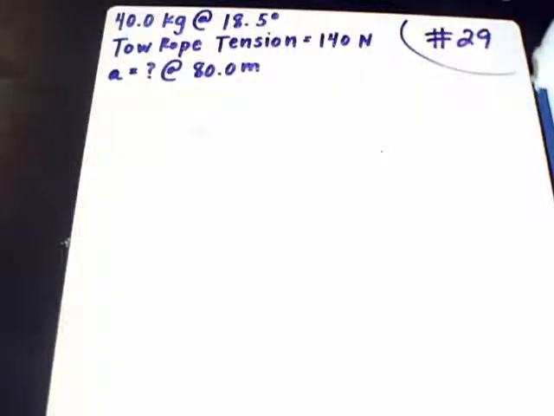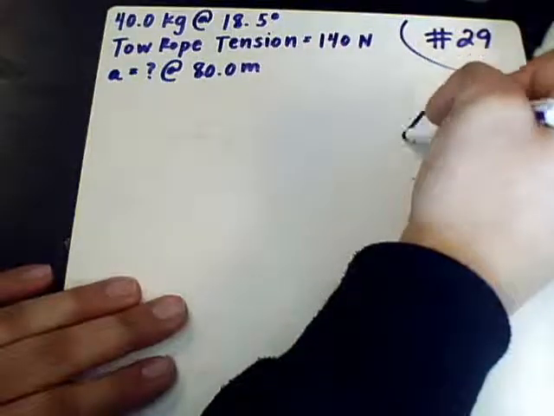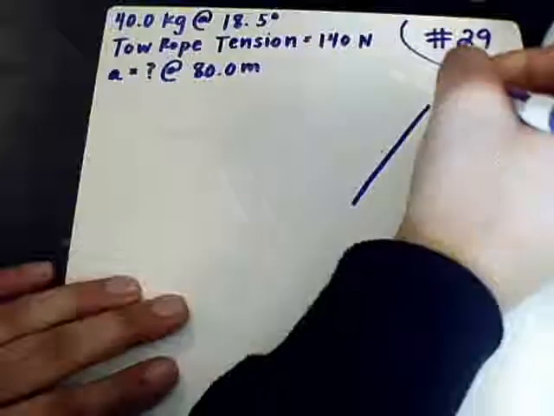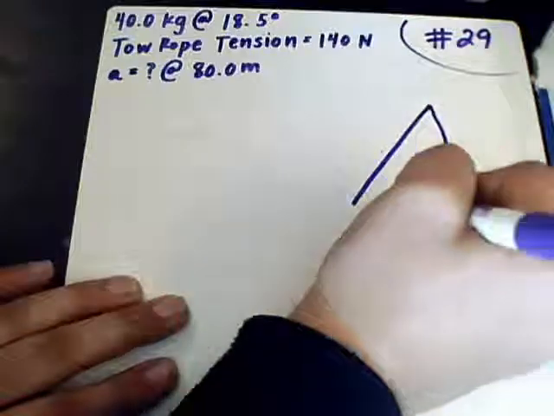We will be doing problem 29 of chapter 4. A 40-kilogram wagon is towed up a hill inclined at 18.5 degrees with respect to the horizontal. The tow rope is parallel to the incline and has a tension of 140 newtons. Assume that the wagon starts from rest at the bottom of the hill and neglect friction.